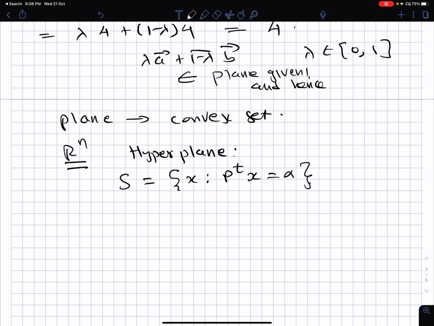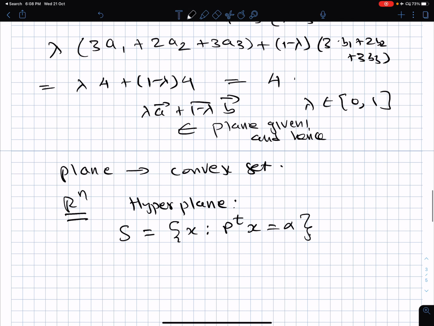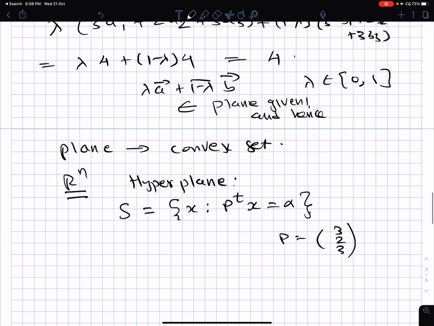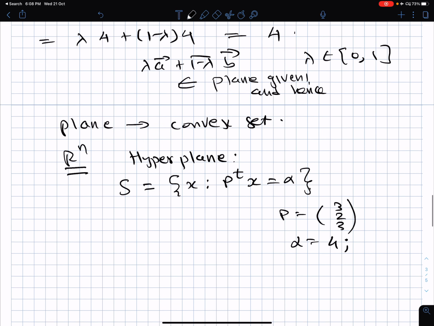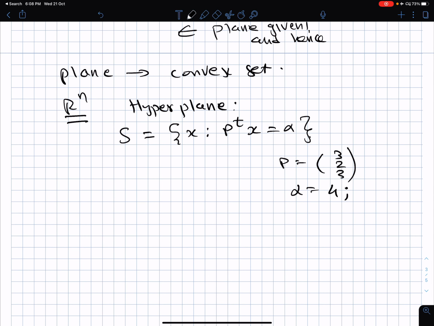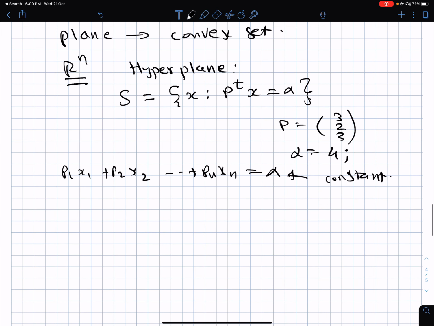In our example, what is P? 3, 2, 3 in the previous example. And what is alpha? Alpha is 4. That was the description of the plane. So in general you have p1 x1 plus p2 x2 and so on up to pn xn equal to some given constant scalar alpha. This is a hyperplane.